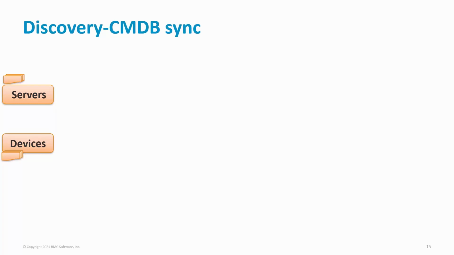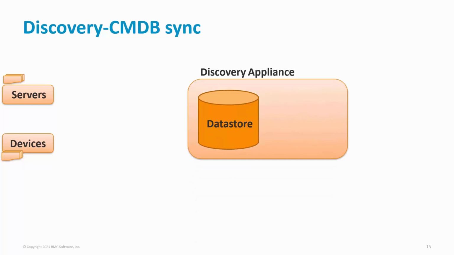To understand the role of shadow copy, let's look at data flow during discovery and CMDB sync. In your infra, you will have servers, devices, and other assets that you want to discover using BMC Discovery. For this, you will deploy BMC Discovery appliance. Though the appliance has capability to scan servers, devices, and other assets, in most cases, an outpost would be required to perform scanning.